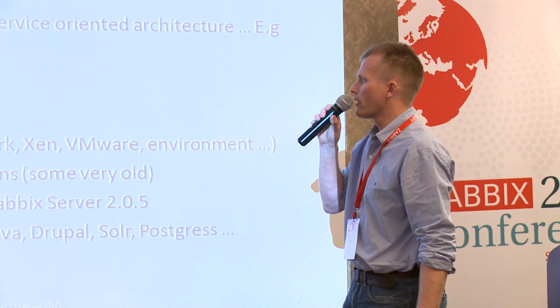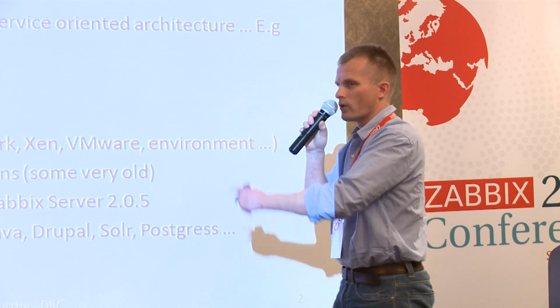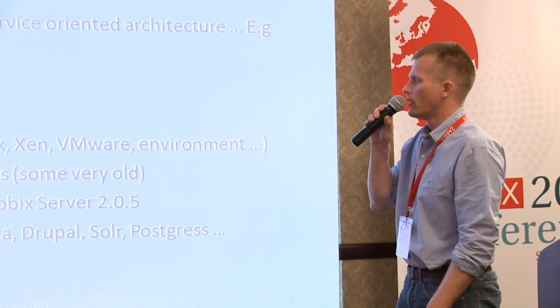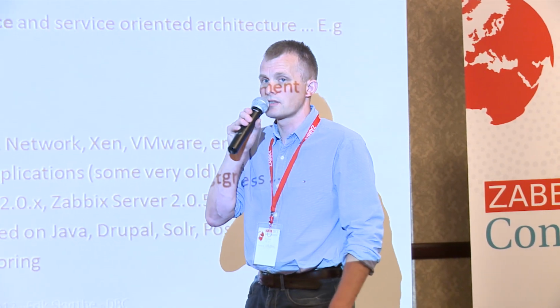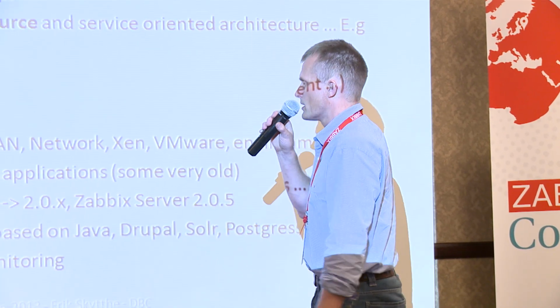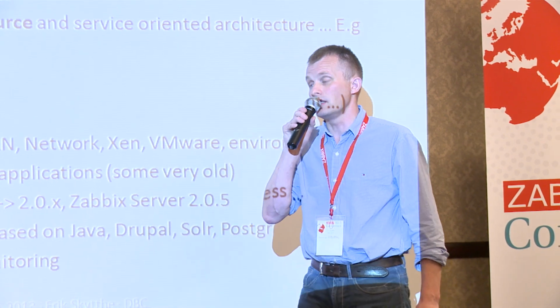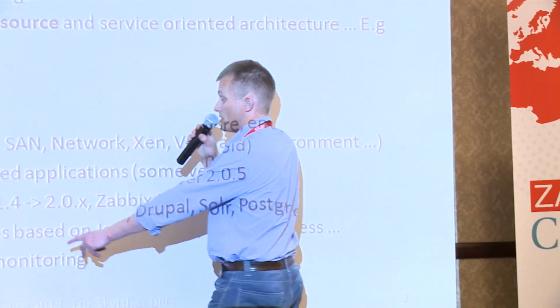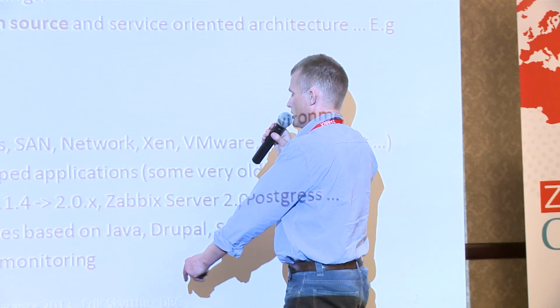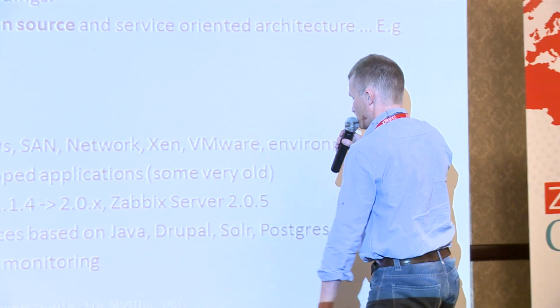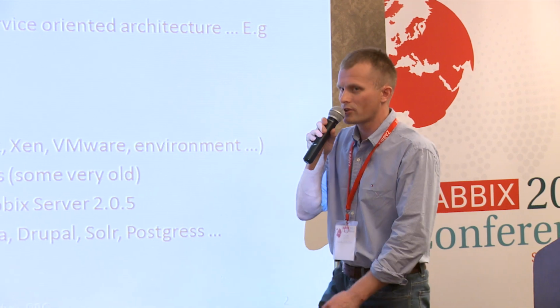So, yeah, all kinds of infrastructure things. We have a huge space of self-developed applications. And some are very, very old, and we even have agents still running because we're running old Debian Linux versions. But today we mostly develop on Java, Drupal, Solr, Postgres, and more standard things.